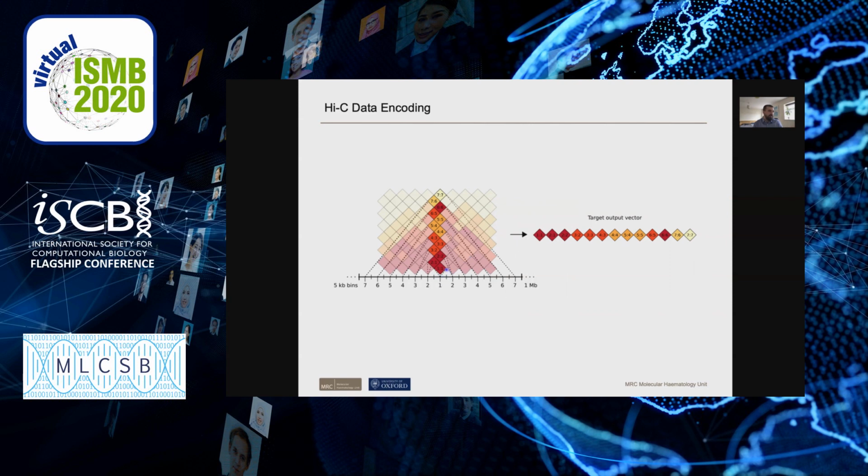For example, the first number would be interaction of bin 1 with itself, then we have bin 1 with one bin upstream, and walking our way up like this, so that the last number in our target vector is actually the interaction of 2 genomic bins that are 1 megabase apart. And we're ignoring anything longer than 1 megabase in our models currently.